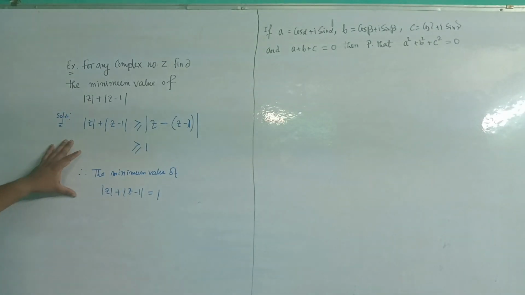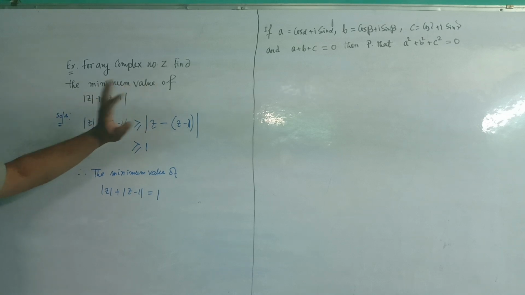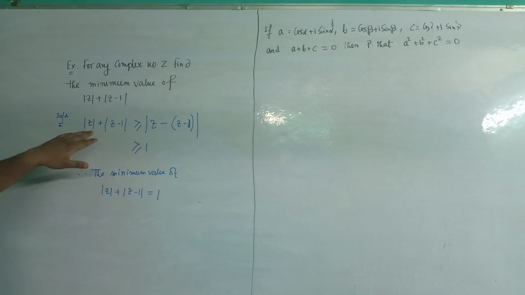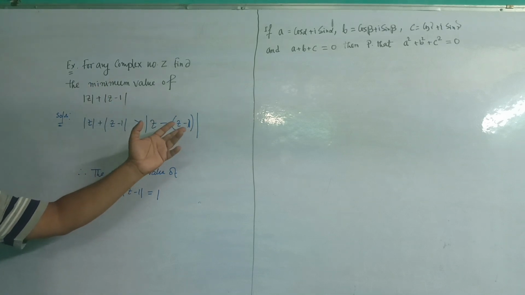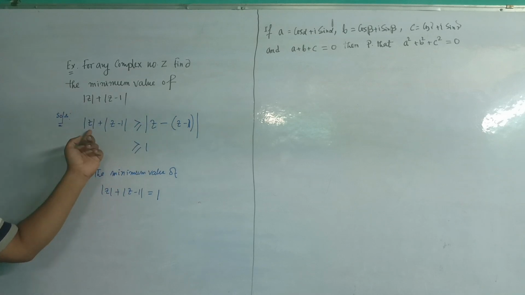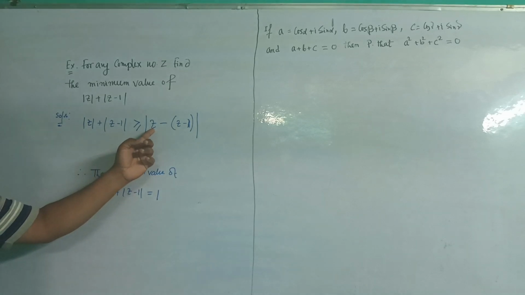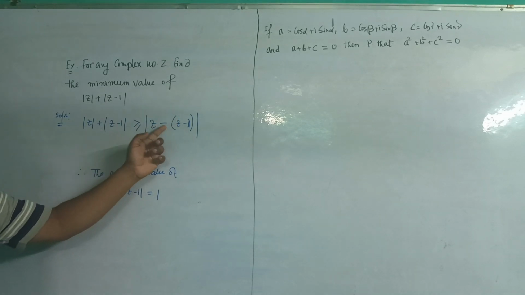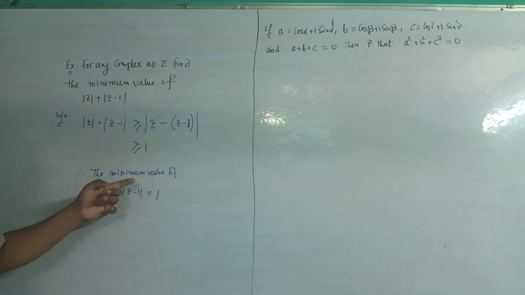It's a very simple problem. We need to find the minimum value of mod z plus mod of z minus 1. How to do this? Mod of a plus mod of b is obviously greater than or equal to mod of a plus b, or mod of a minus b is less than or equal to mod of a plus mod of b. Applying this formula, z minus z cancels out, minus minus plus 1. So the value is greater than or equal to 1. That means its minimum value is 1.